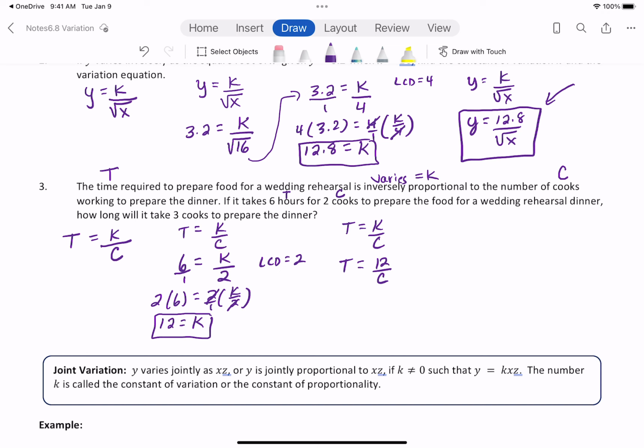How long will it take? So we're looking for T, right? 3 cooks to prepare the dinner. So now we're looking for T. And this time we have 3 cooks. So I'll replace the C with a 3. And that gives me 4. So in this given situation, if there are 3 cooks preparing the dinner, it's going to take 4 hours. All right.